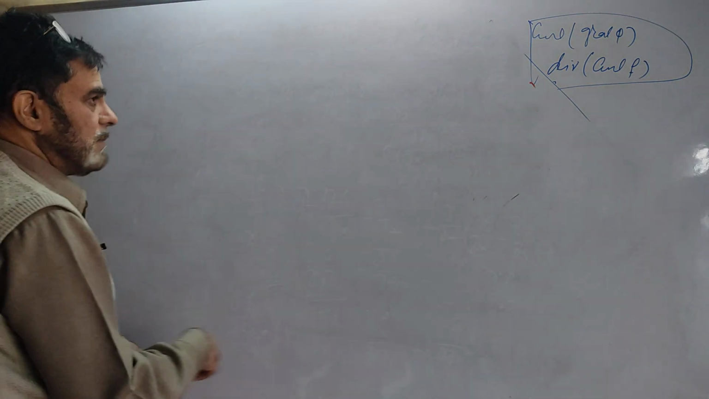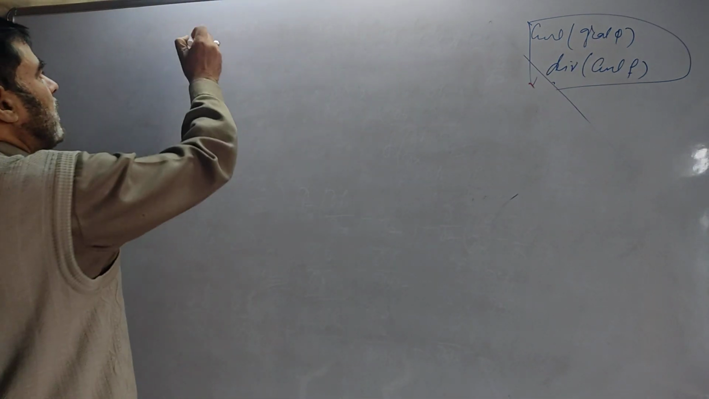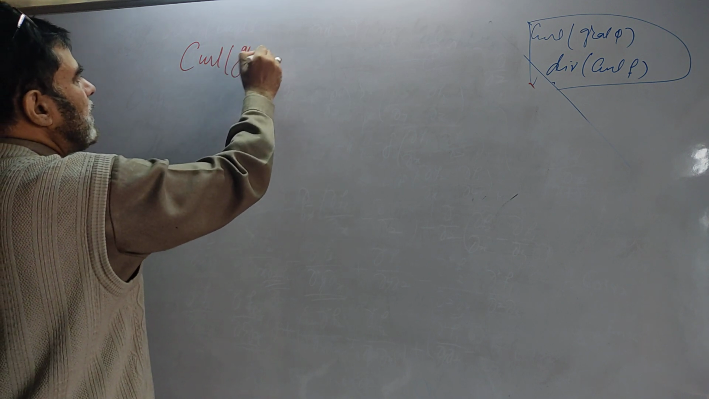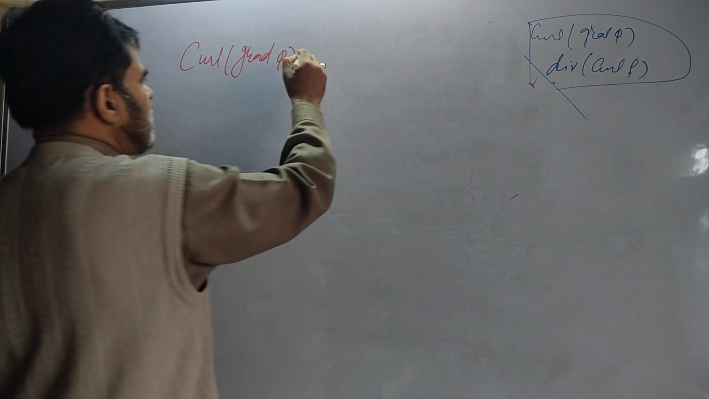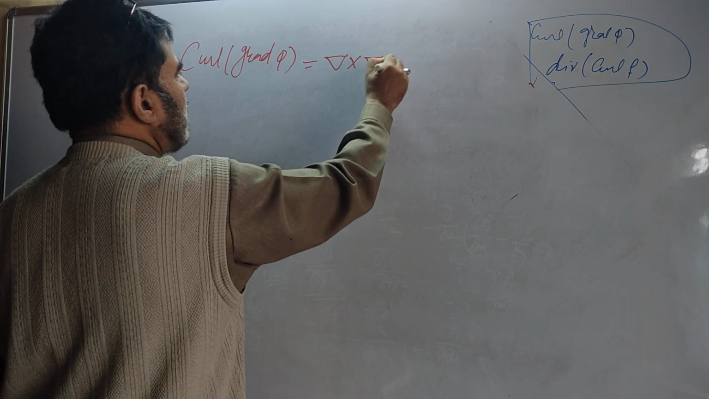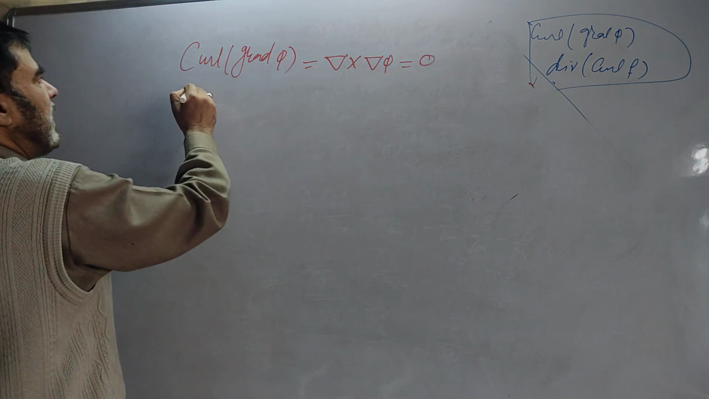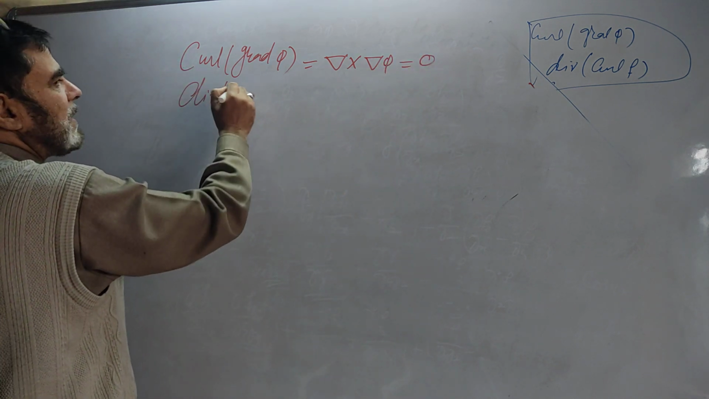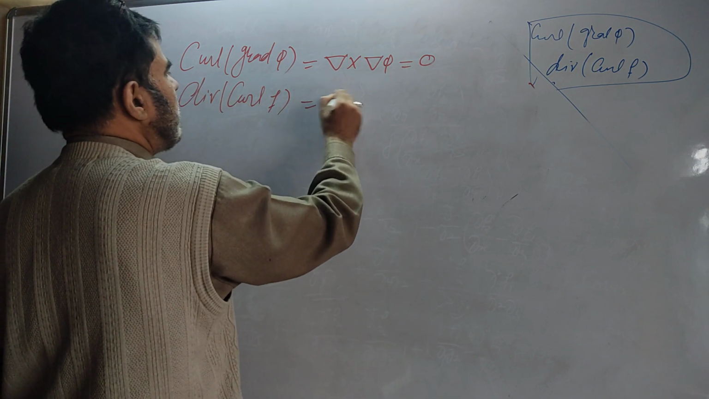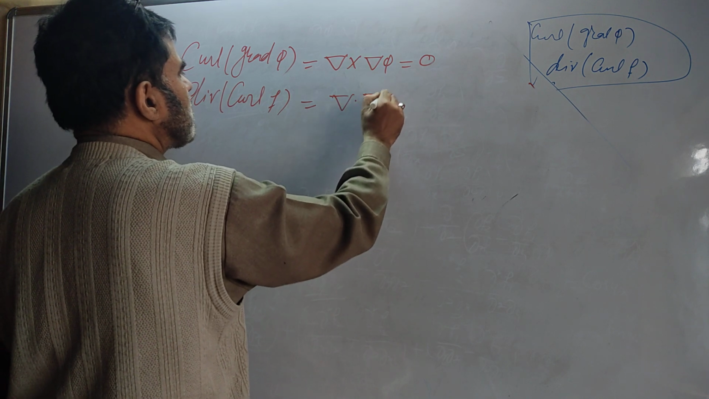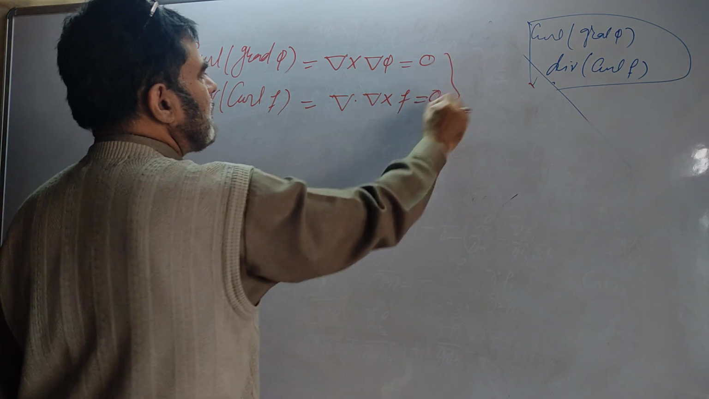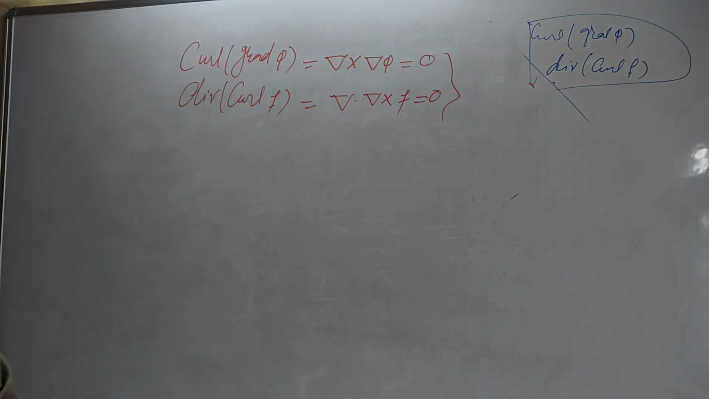Well, you have proved the very important results. Curl of gradient of phi, which you also write del cross del of phi, it is 0. Divergence of curl of f, which you write del dot del cross f, it is also 0. Remember these, we will be using these in future course of exercise.